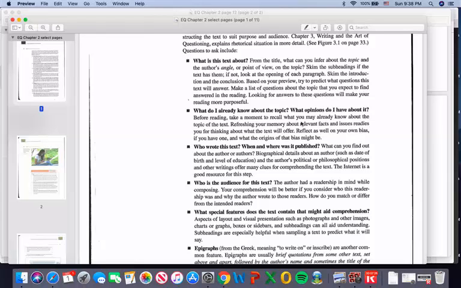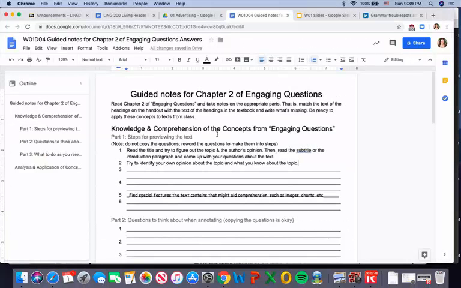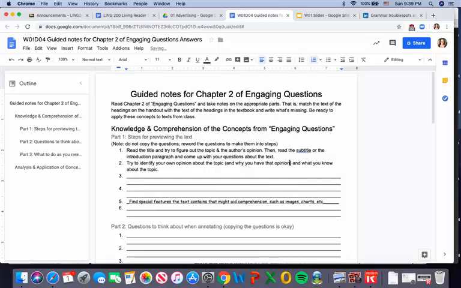What opinions do I have about it? Before reading, take a moment to recall what you may already know about the topic of the text. Refreshing your memory about relevant facts and issues readies you for thinking about what the text will offer. Reflecting as well on your own bias, if you have one, and the origins of what that bias might be. So I think maybe one thing we want to include is, identify your own opinion about the topic, maybe, and why you have that opinion, and what you know about the topic.